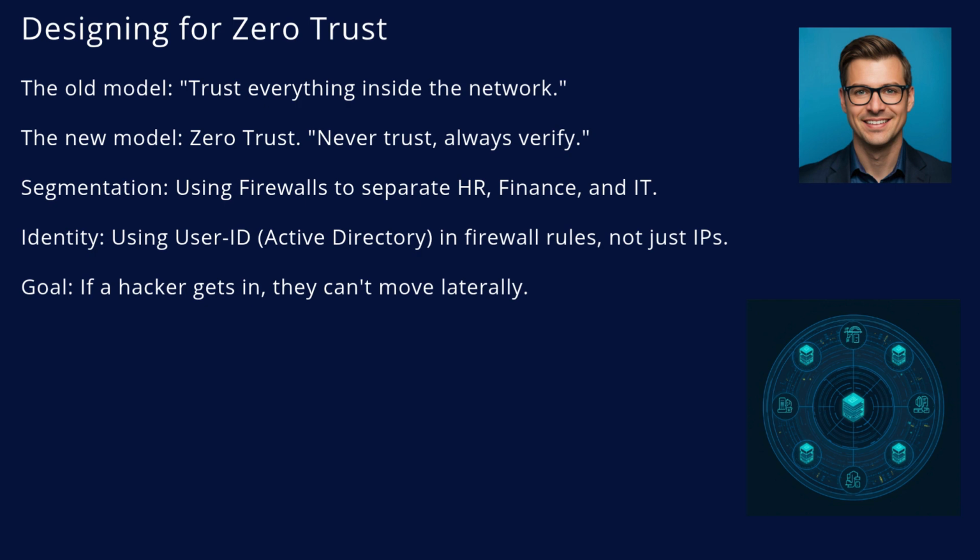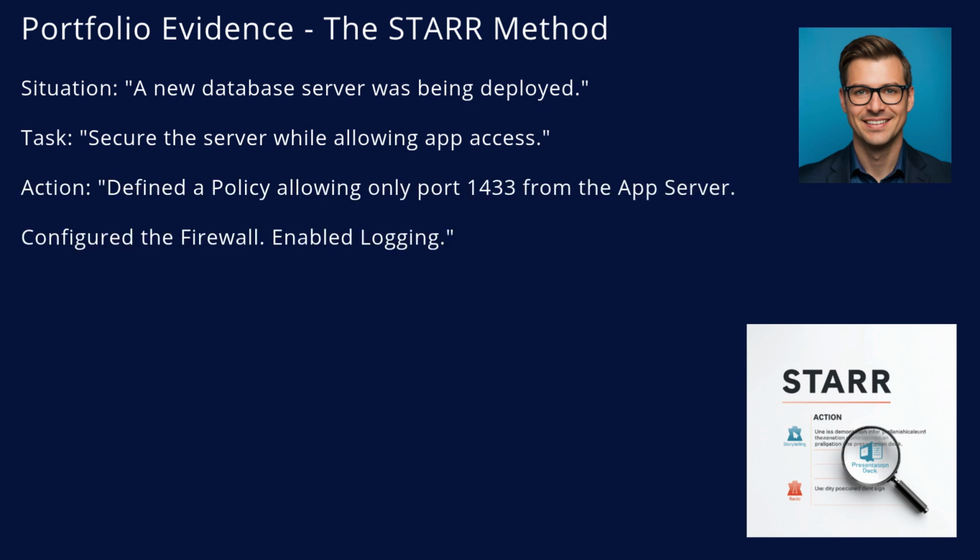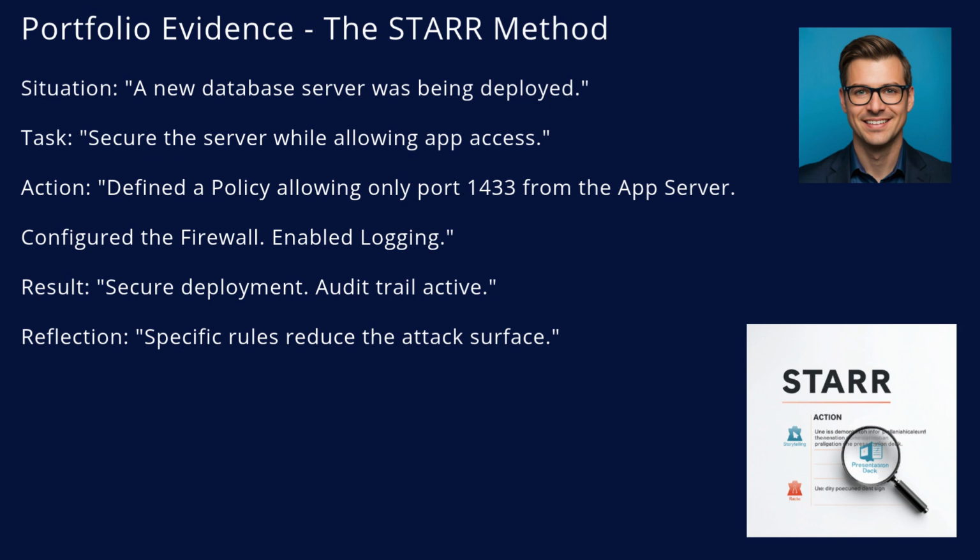For your portfolio, S61 is about demonstrating control. Use the STARR method. Situation. A new SQL database server was being deployed for the finance team. Task. I needed to secure the server while allowing the application to connect. Action. I defined a strict policy. I configured the firewall to allow traffic only on TCP port 1433, SQL, and only from the specific IP address of the application server. I included a deny all rule at the end and enabled logging. Result. The server was deployed securely. The logs proved that only authorized traffic was entering. Reflection. I learned that being as specific as possible with firewall objects reduces the attack surface significantly.